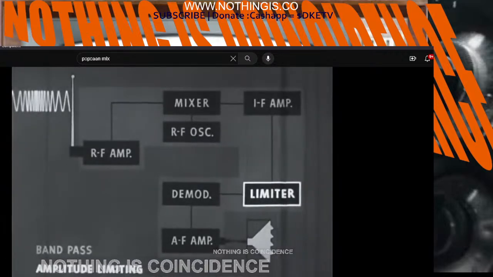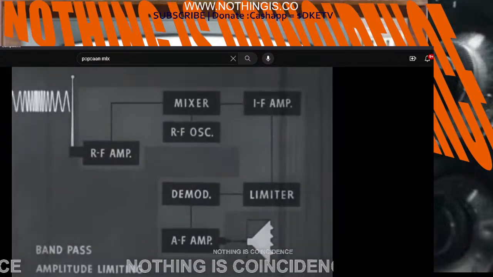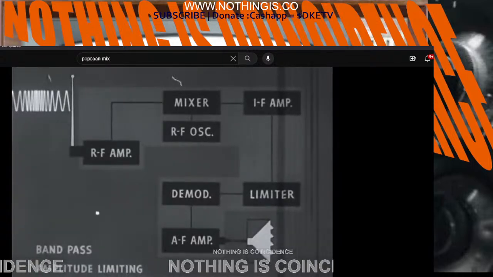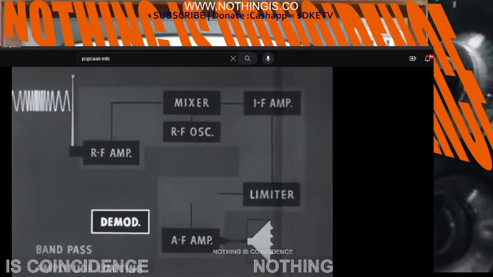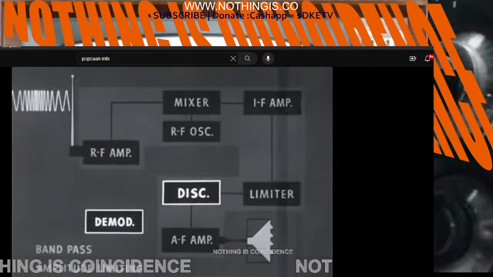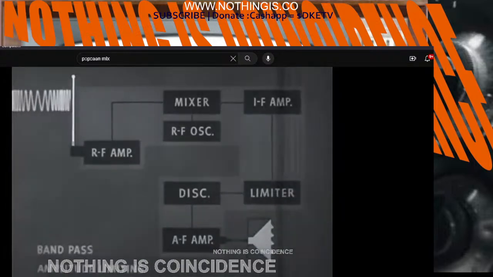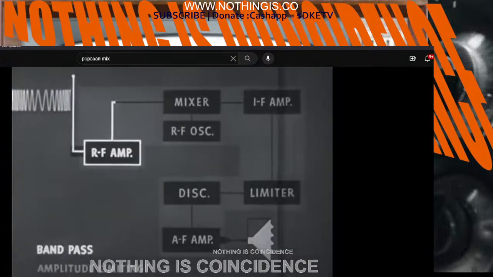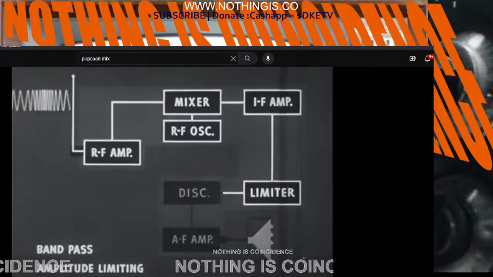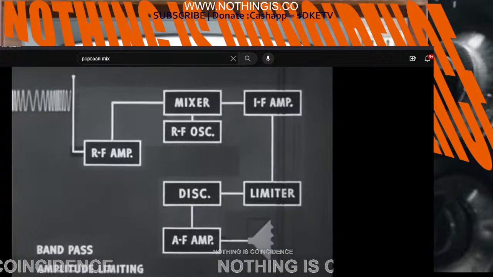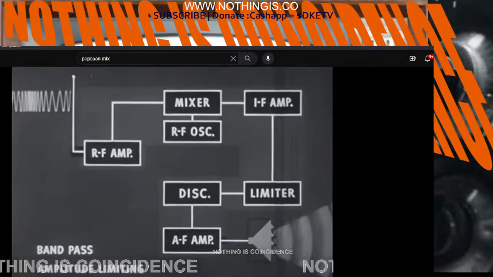All right, the limiter takes care of this. Now, something to take care of our third condition. In place of the demodulator in the AM receiver, we put a device called a discriminator. So, now we've satisfied all three conditions. The bandpass by means of circuit design, the amplitude limiting by means of the limiter, and the translation of frequency variations back into audio amplitude variations by the discriminator. Now we have an FM receiver.